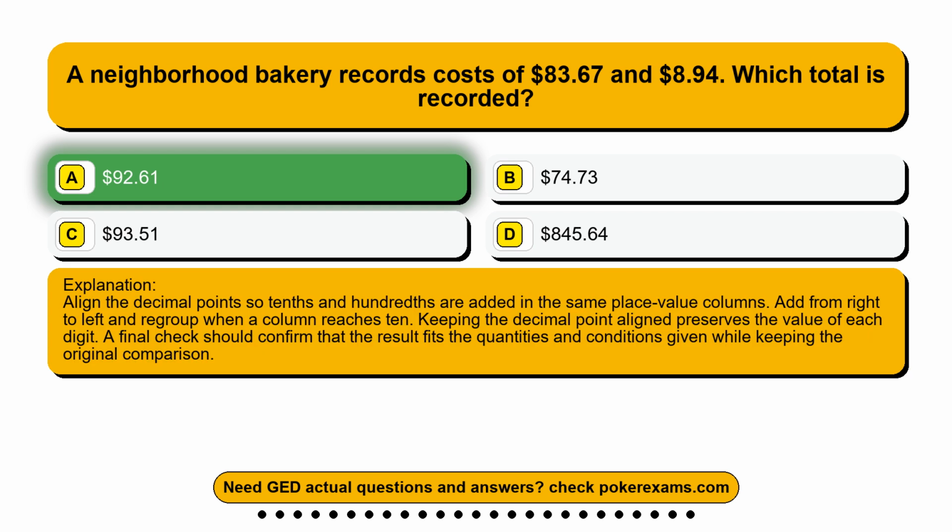$92.61. Align the decimal points so tenths and hundredths are added in the same place value columns. Add from right to left and regroup when a column reaches 10. Keeping the decimal point aligned preserves the value of each digit. A final check should confirm that the result fits the quantities and conditions given while keeping the original comparison.